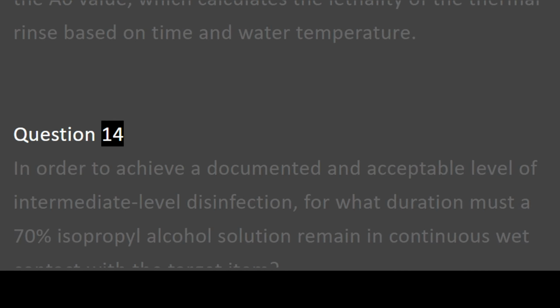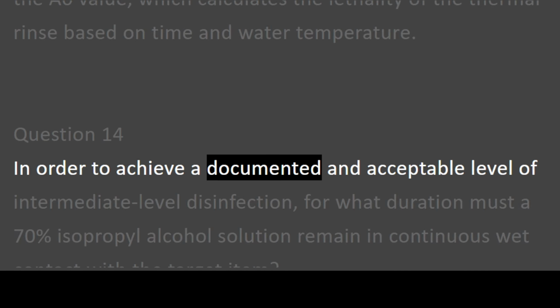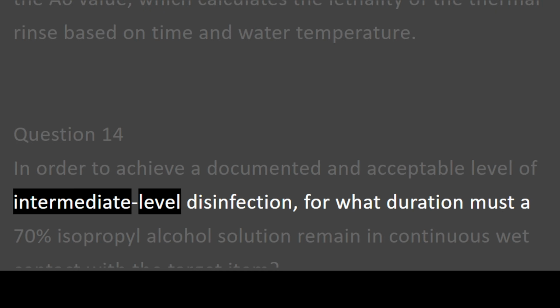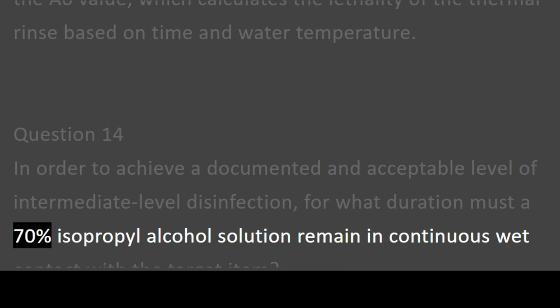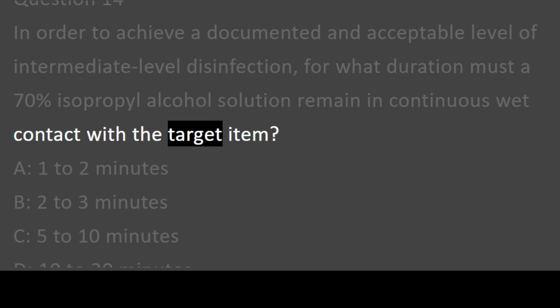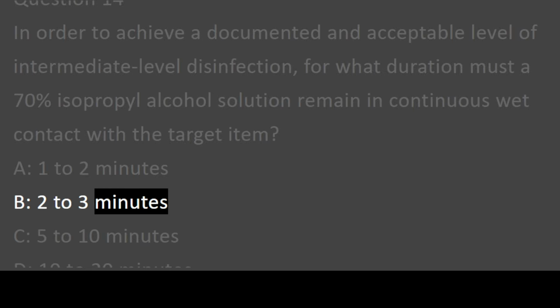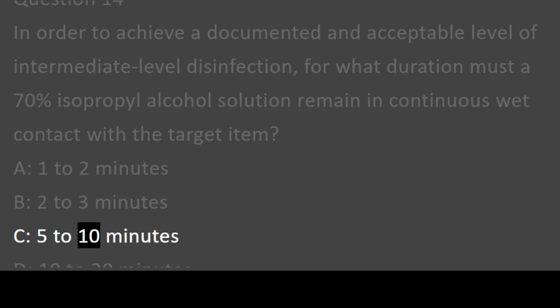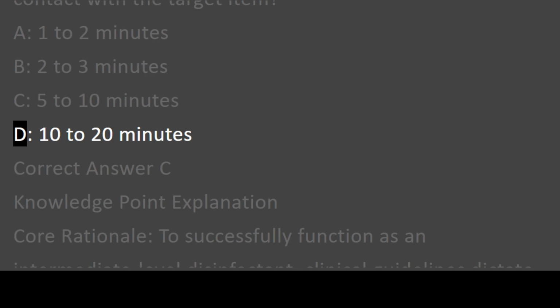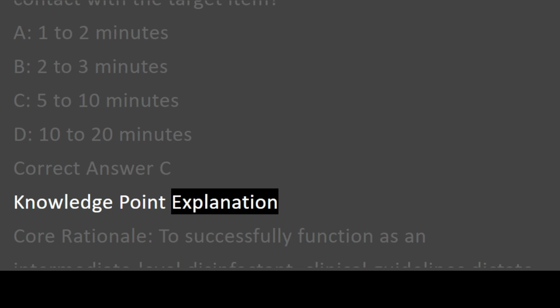Question 14. In order to achieve a documented and acceptable level of intermediate-level disinfection, for what duration must a 70% isopropyl alcohol solution remain in continuous wet contact with the target item? A. 1 to 2 minutes. B. 2 to 3 minutes. C. 5 to 10 minutes. D. 10 to 20 minutes. Correct answer C.